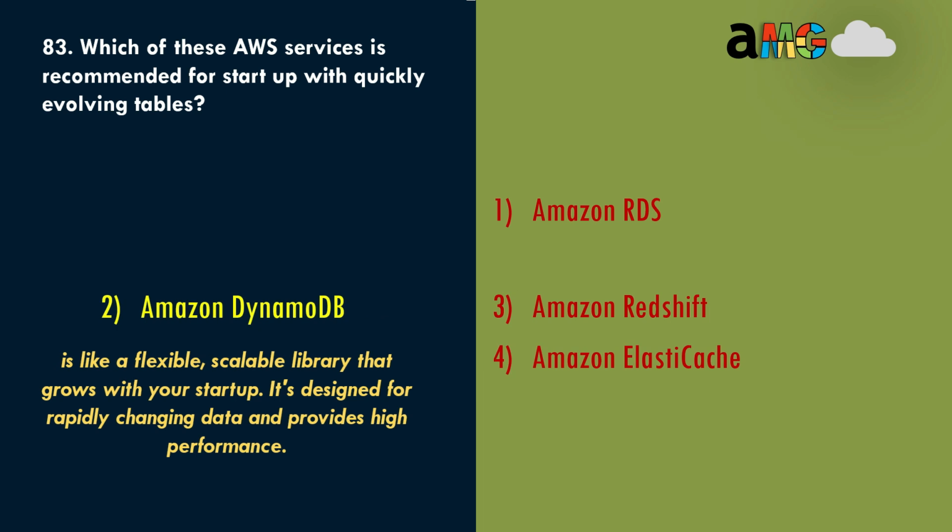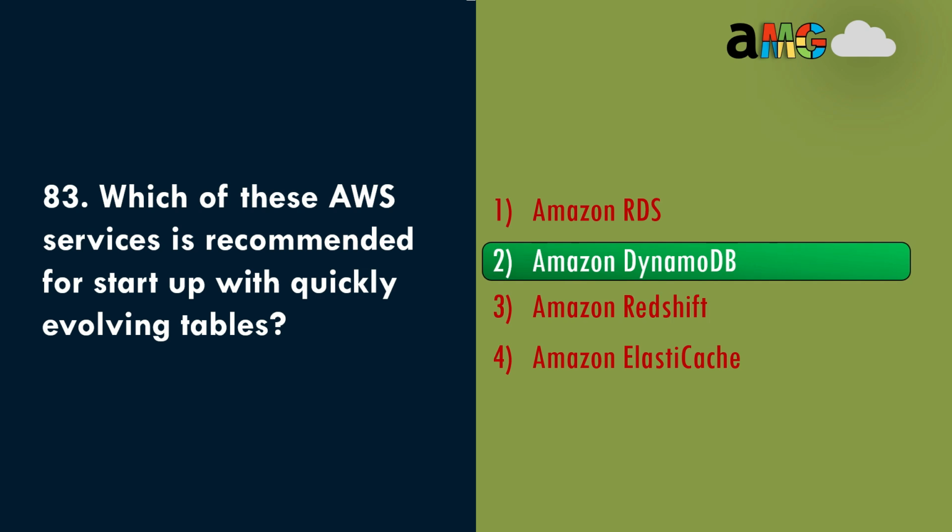Option 2, on the other hand, which is Amazon DynamoDB, is like a flexible, scalable library that grows with your startup. It's designed for rapidly changing data and provides high performance. Okay, so option 2 is the correct answer.